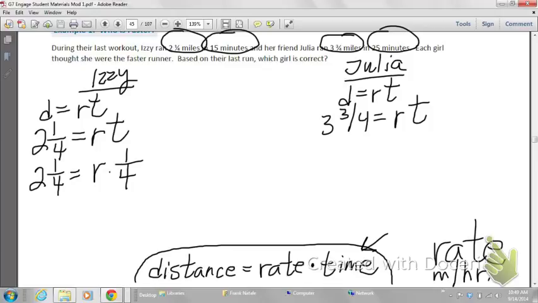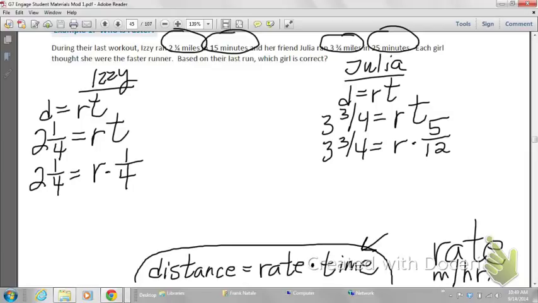Okay, and again, we now need to have our dot here. Okay, and now with Julia, we know we can plug in our time. 3 3/4 equals rate times, and we know from the work we did before, that was either 25/60ths, or we also had 5/12ths of an hour.